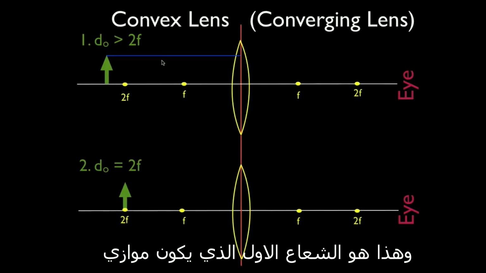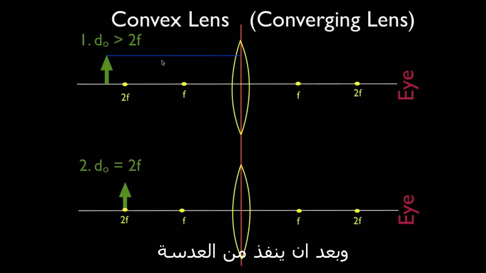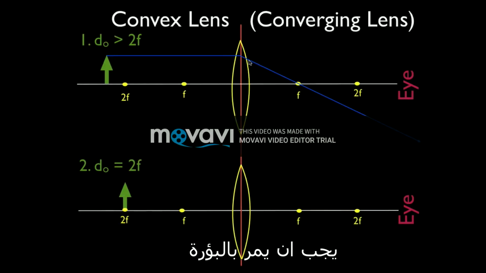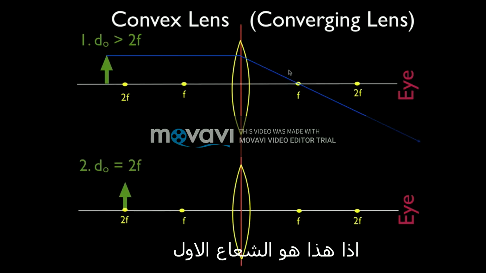When it comes out of the lens, it's refracted or bent in such a way that it goes through the focal point. It must go through this point. It's not just some random bend. It goes through the focal point. So that's the first ray. I like to call this one parallel F.